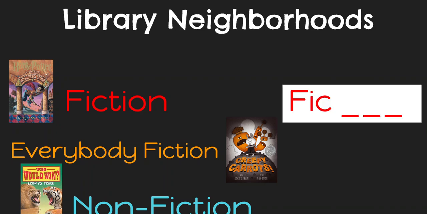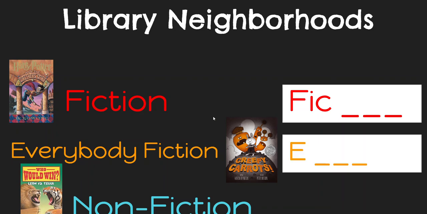For a fiction book, that address is going to start with the letters FIC. That tells us it's in the fiction neighborhood. Then the next three letters are going to be the first three letters of the author's last name. So if I was looking for Harry Potter, I would look in the fiction neighborhood, but I would look for ROW. Now, our fiction books are a little bit different. They have even smaller neighborhoods that they belong to, and I'll show you that in just a few minutes.